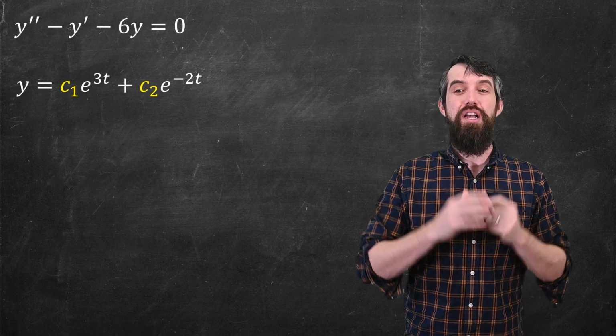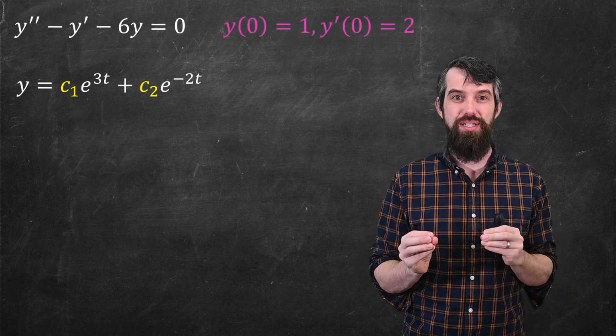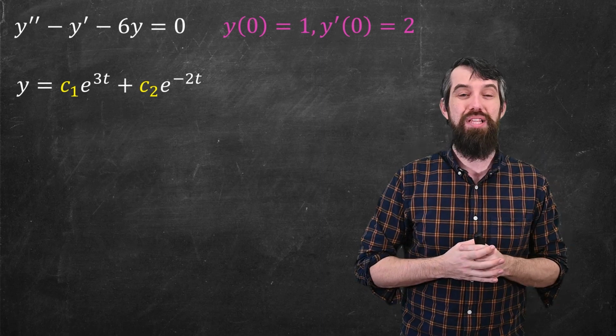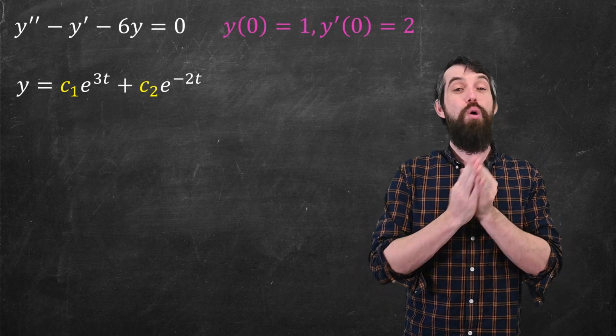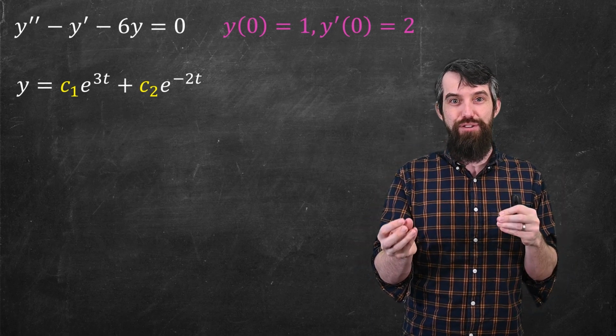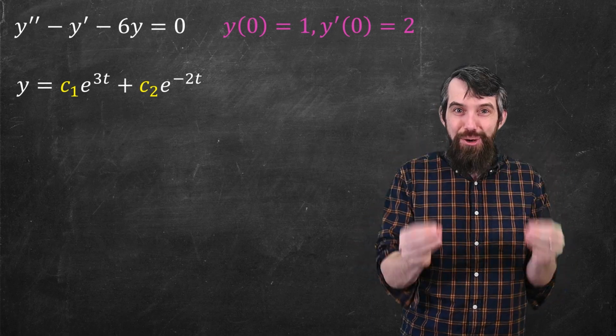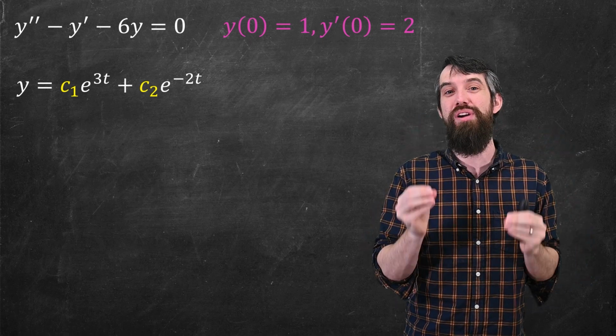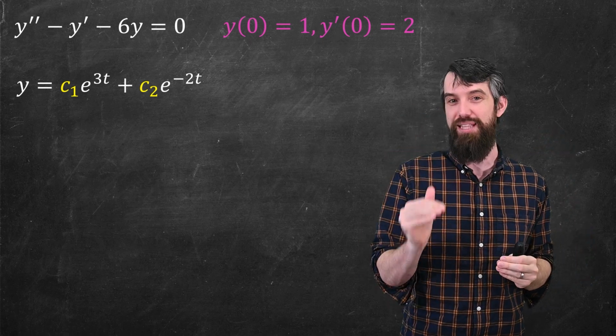And so I need to have two different initial conditions. So I'm going to specify, I'm just making these numbers up, that y of 0 is 1, and that y prime of 0 is equal to 2. I'm going to have two different initial conditions to find the two different constants to my two different solutions to my second order differential equations. It always works like that.